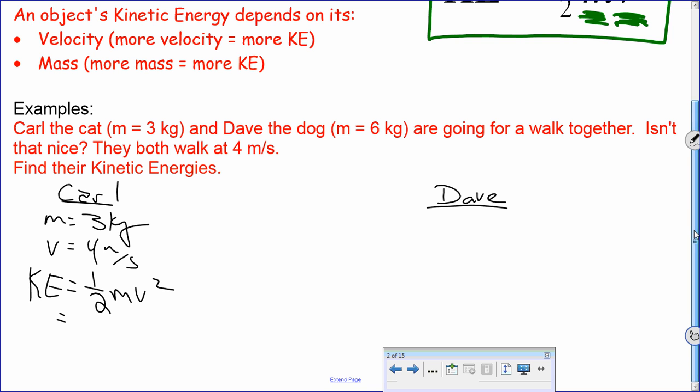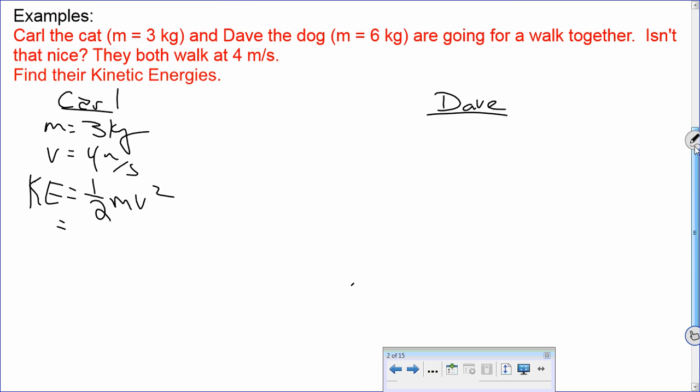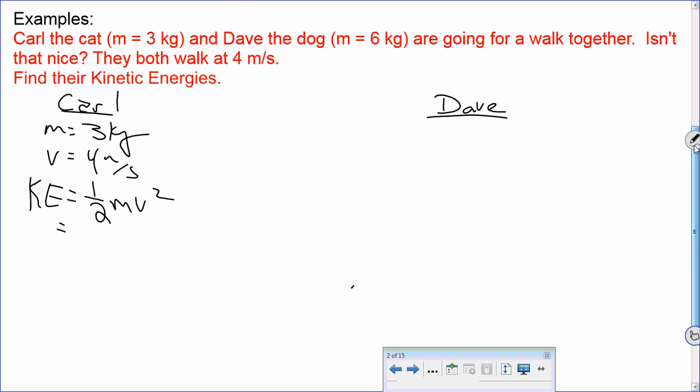Again, part of the point of this example is I want you to be thinking a little bit about the units. So let's see, we're going to get half. Carl's mass is 3 kilograms. His velocity is 4 meters a second. Don't forget to square it. Please notice, you guys, it's just the velocity here that's getting squared. Okay? So you're going to have 16 times 1.5 gives you 24.